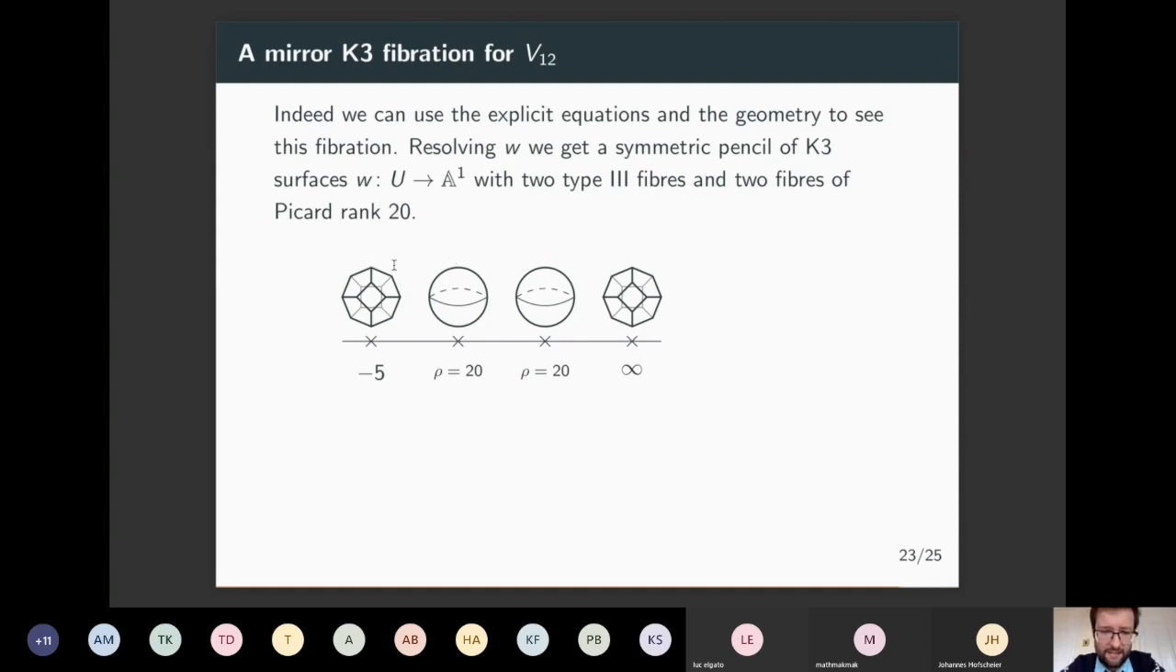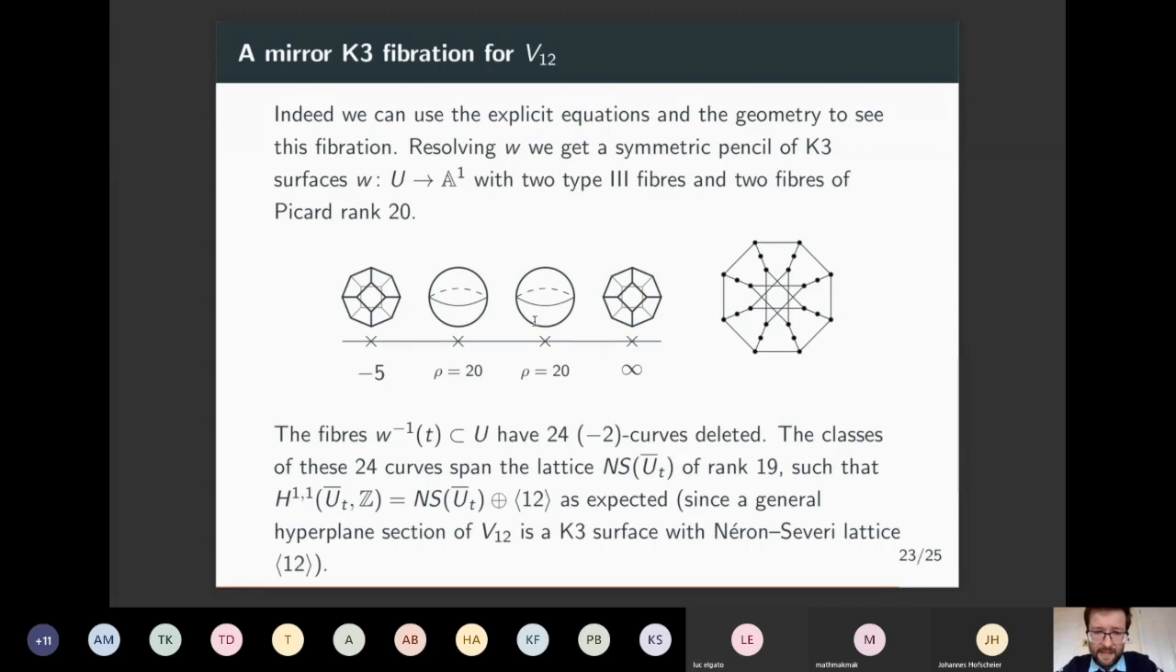So there's an involution, which is basically the involution that swaps the xi's and the yi's, exactly as in the two-dimensional case. There are two singular fibers, type 3. So these are degenerate K3 surfaces at -5 and infinity, and they are isomorphic and they're swapped by the involution. And there are also two other singular fibers in the sense that the Picard rank jumps at these 2 points. And so you get this very nice fibration of K3 surfaces by resolving this Laurent polynomial.